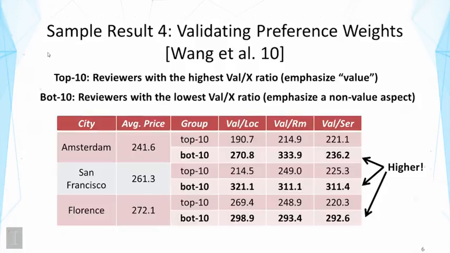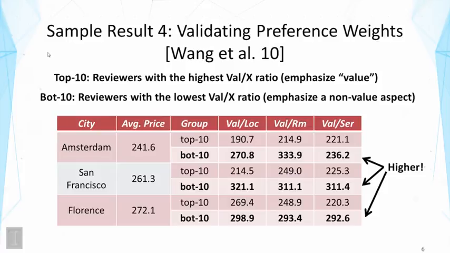And here are some results to validate the preference weights. Remember, the model can infer whether a reviewer cares more about service or the price. Now, how do we know whether the inferred weights are correct? This poses a very difficult challenge for evaluation. Now, here we show an interesting way of evaluating the results.